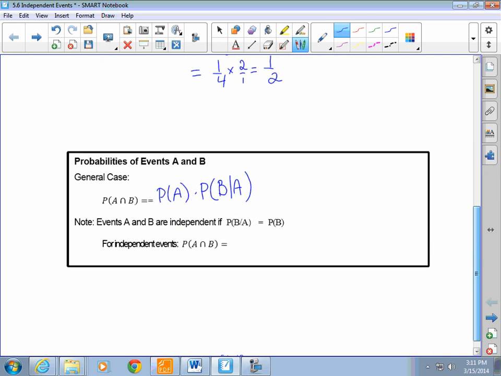It says for independent events, the probability of A and B happening is the same as saying the probability of A times the probability of B.